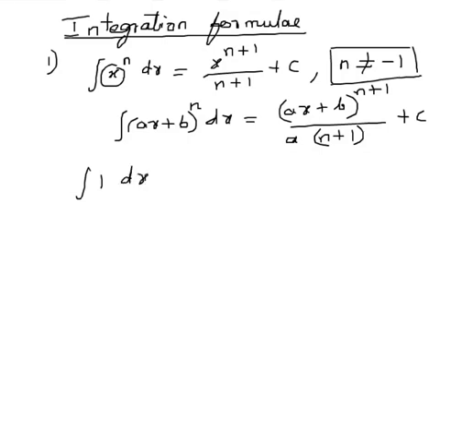An integral of 1 dx will be x plus c, because differentiation of x is 1, therefore integral of 1 is x. If I have a constant, I can take out the constant and integrate, so it becomes kx plus c.